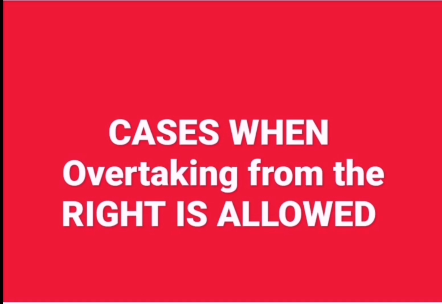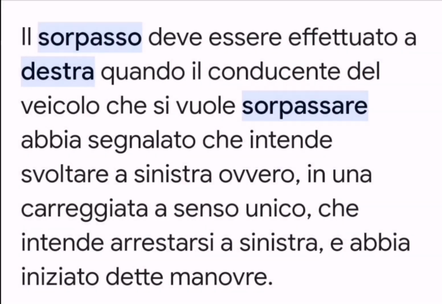Cases when overtaking from the right is allowed. I said all that before. Il sorpasso deve essere effettuato a destra quando il conducente del veicolo che si vuole sorpassare abbia segnalato che intende svoltare a sinistra, ovvero in una carreggiata a senso unico, che intende arrestarsi a sinistra e abbia iniziato la manovra. As I said before, a driver wants to turn to the left, and in the other case, in a one-way road, the driver wants to park at the left side of the road, and he has already started that maneuver. You can overtake that driver from the right.